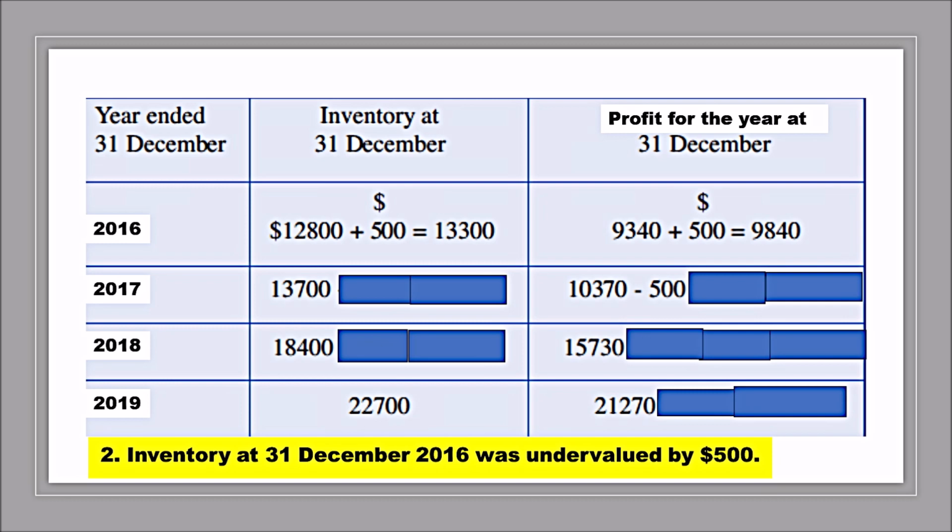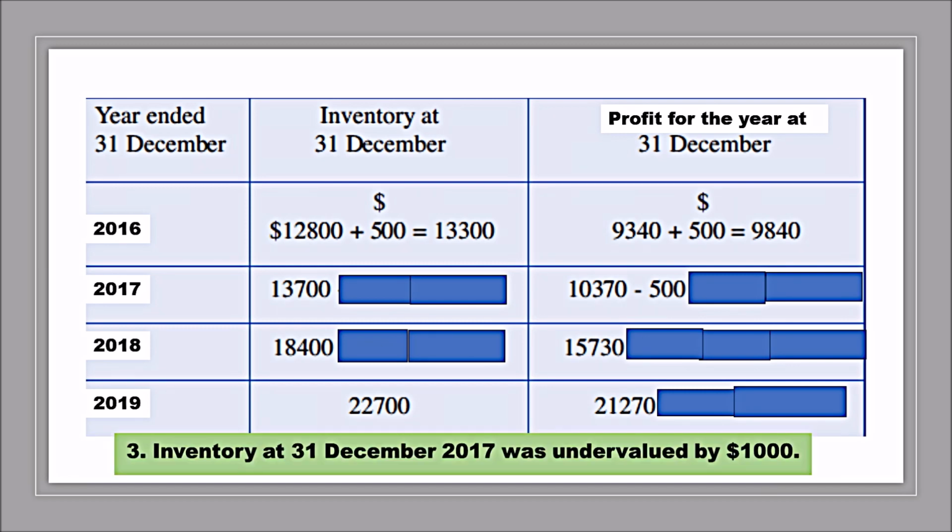You will recall at the start of this example, I said that inventory is at 31st December. Hence, we are dealing with correction of only the closing inventory. We are not dealing with correction of opening inventory. But the effect of correction of opening inventory should be shown as a correction in the profit figure at the end of the year. We continue.